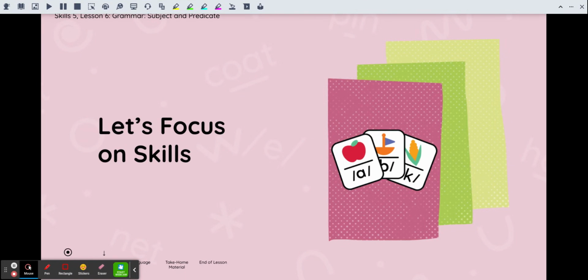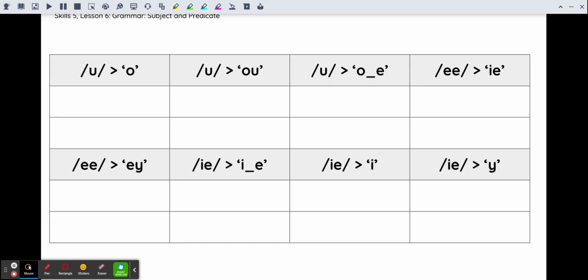First, let's focus on our skills. Now you will come up with words for the sounds. Today we'll review a mixed assortment of previously taught spelling alternatives. Let's go over the sound for each one. First, we have spelled with an O. Can you come up with words that have spelled with an O?